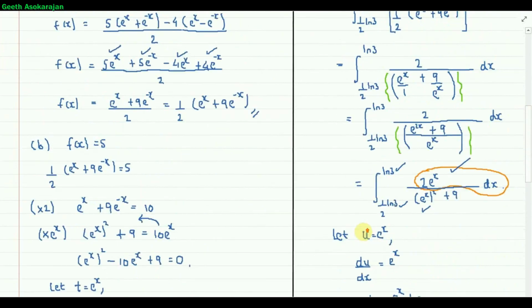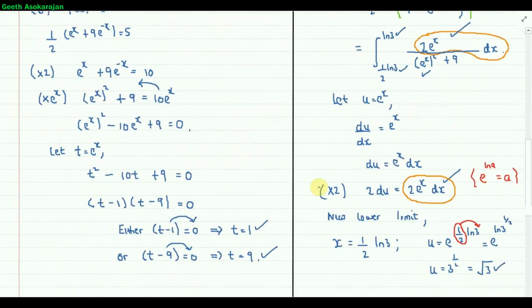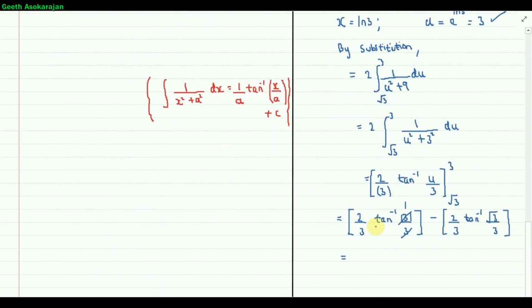If we go back to the question, we need to write it in terms of pi, so you must ensure that the calculator is in radian mode when performing the calculations. So let's ensure that our calculators are in radian mode. We'll have 2 over 3 from here, tan inverse 1, which should give you a result of pi over 4, minus the 2 over 3, and tan inverse root 3 over 3, which is pi over 6.